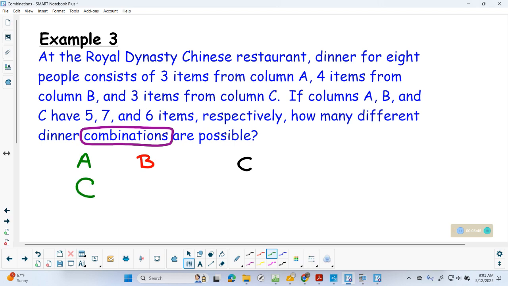How many total items are there to select from in column A? 5. And you are picking how many? 3. Okay, read close. B. How many total items are there to select from for B? 7. And how many do you actually get to choose? 4. All right, C. How many total items are there to pick from C? 6. And we are actually getting to pick how many?